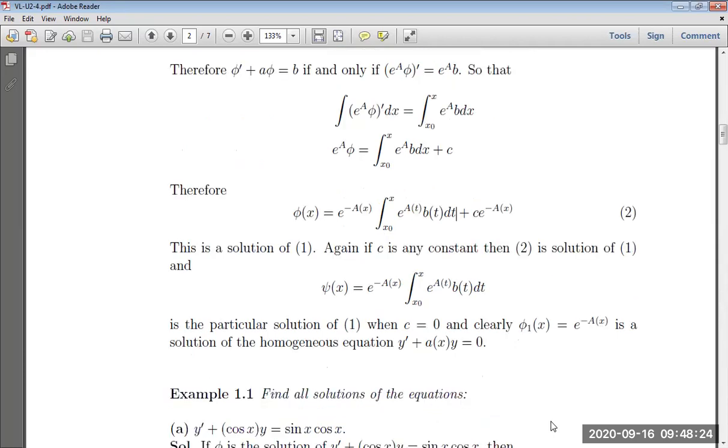And therefore, every solution of the differential equation 1, y dash plus a of x into y is equal to b of x, has the form, in short, phi of x is equal to psi plus c into phi 1, where psi is nothing but this first term in this solution and phi 1 is nothing but this exponential function, which is a solution of the homogeneous differential equation y dash plus a of x into y is equal to 0.